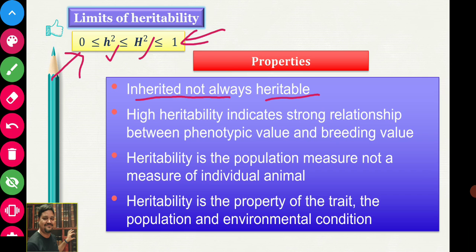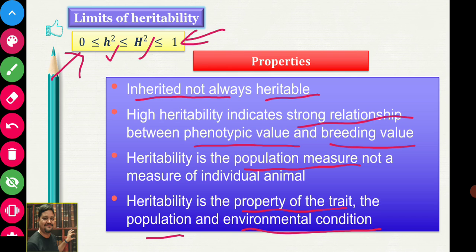So that is why the statement is that inherited is not always heritable. Then high heritability, what high heritability indicates, we have already seen that it indicates the strong relationship between phenotypic value and breeding value. So if for a trait heritability is high, this shows the strong relationship between breeding value and phenotypic value. Then heritability is a population measure, not a measure of an individual animal. So whenever somebody is talking about heritability, you have to assume that it is the property of a population, not of a particular animal.